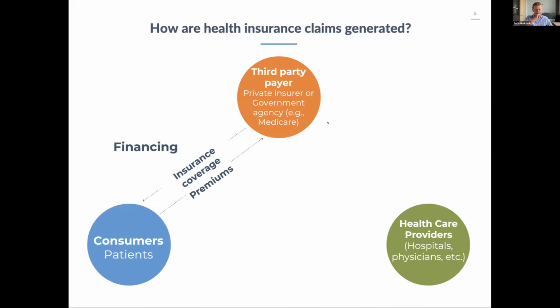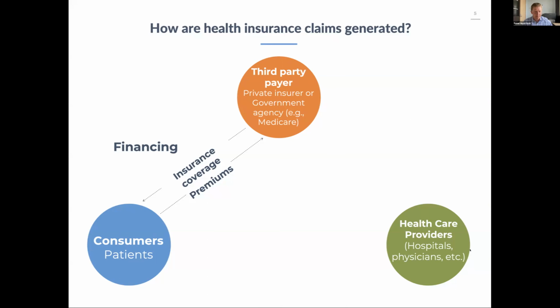Before we dive into some of the data details, I think it's useful to reflect on how health insurance claims data are generated, particularly in the Medicare context, in order to understand the source of the data that we are analyzing. On this graph, there are three entities. First, we have consumers or patients in the blue circle who are receiving healthcare services. Second, we have the third-party payer for healthcare. This could be a private commercial insurer, or in this case, a government agency or public payer such as Medicare, shown in the orange circle. And finally, we have the providers of healthcare, shown in the green circle.